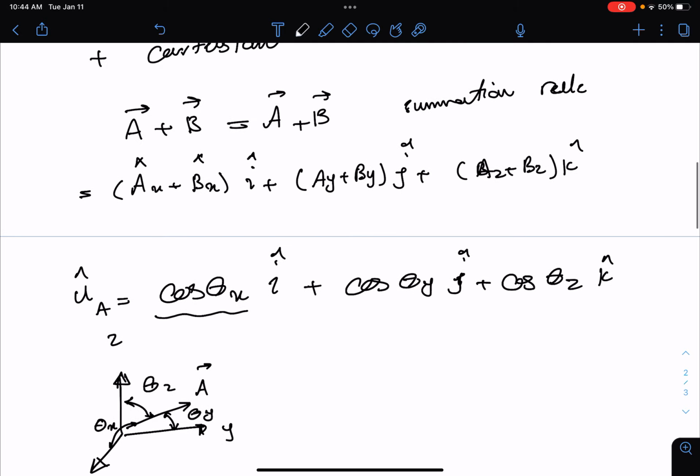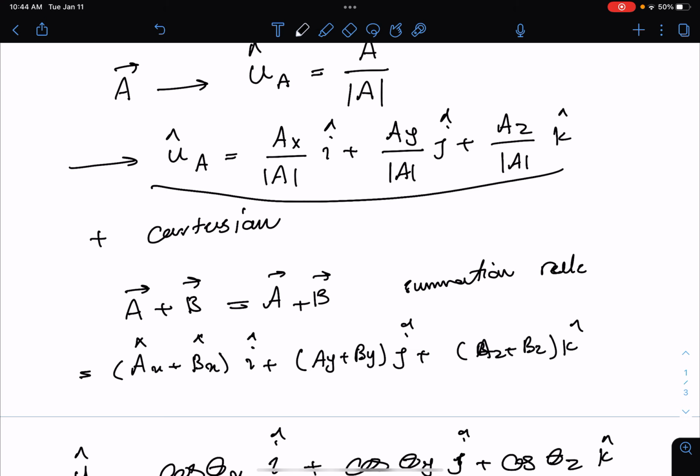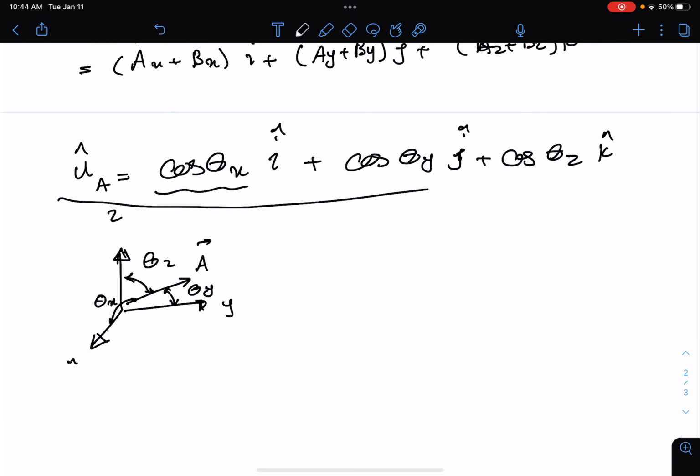Unit vector has to be the same, right? With this definition and this definition. So why can we say that the cosine of those angles are essentially going to give us the unit vectors?